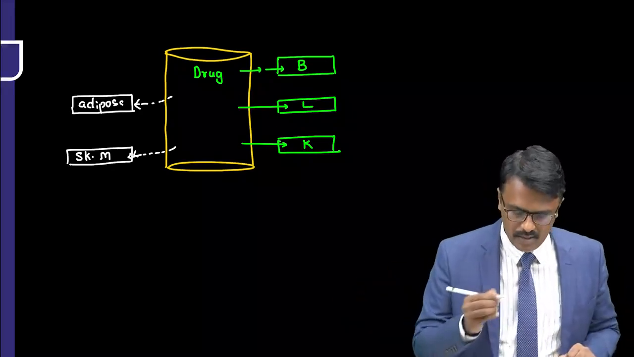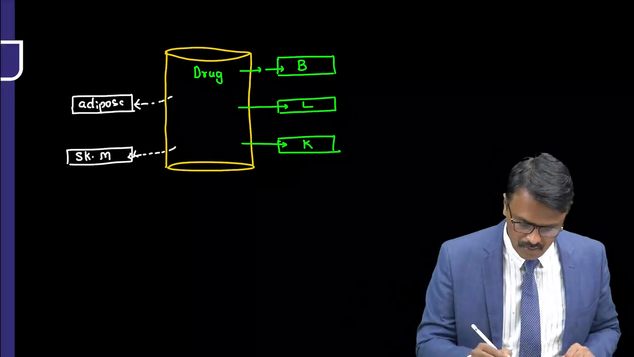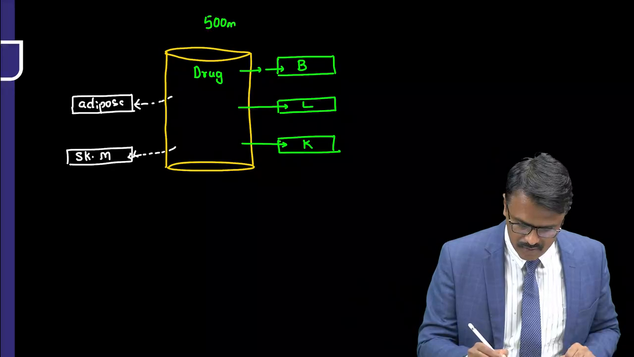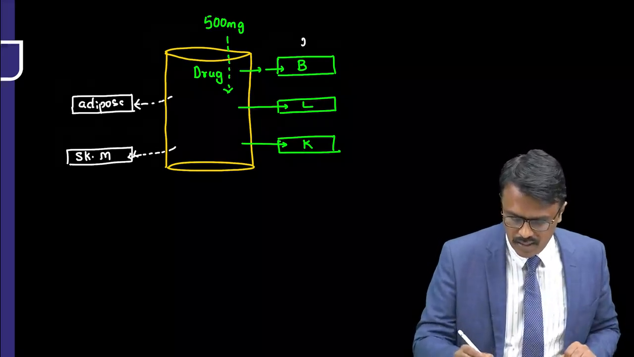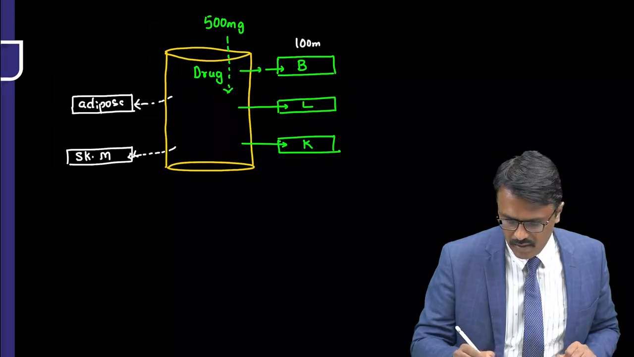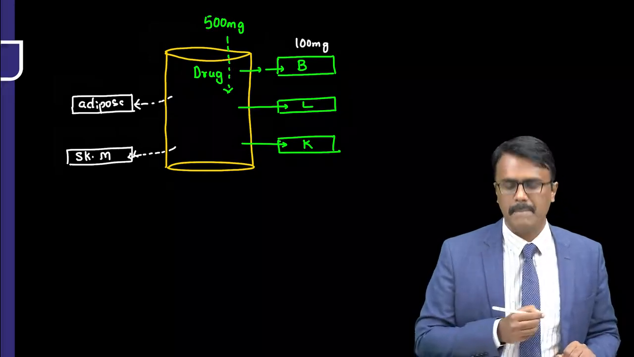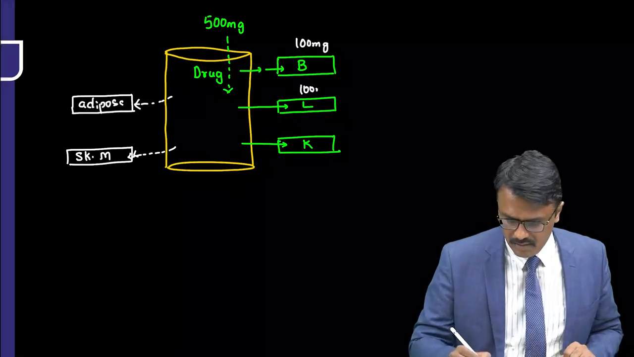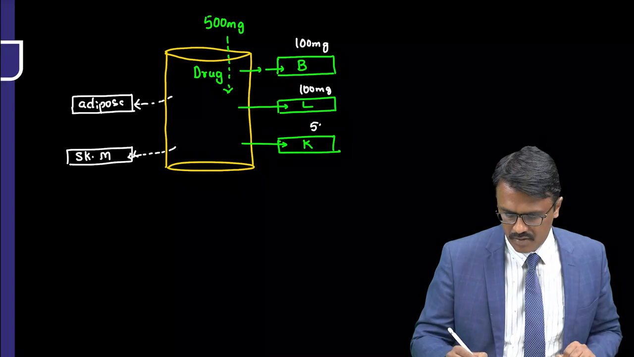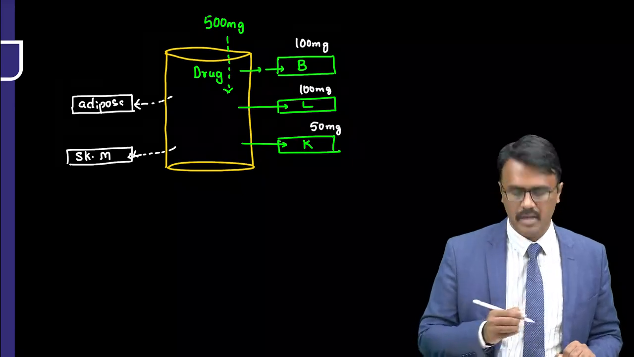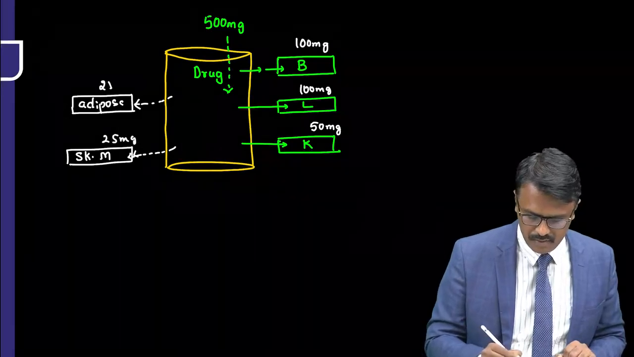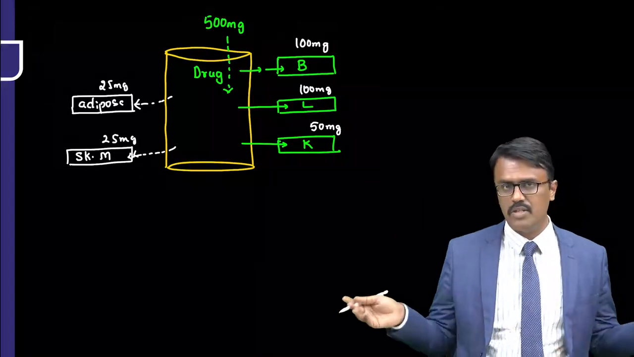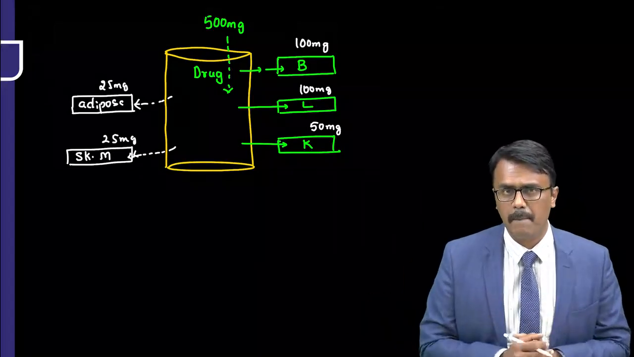Now let me take the same example. How much did I give? 500 mg, correct? So when I give 500 mg to the person, it enters the blood vessel. Now in that 500 mg, 100 milligram went into the brain. Another 100 milligram went into the liver. 50 milligram went into the kidney and 25 to the skeletal muscle and another 25 for adipose tissue. So this much got distributed as soon as I give that IV.